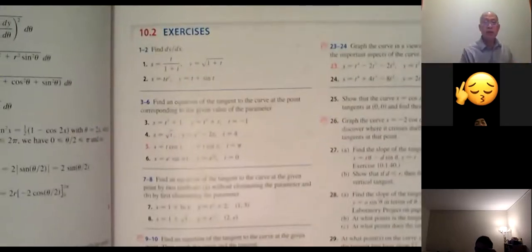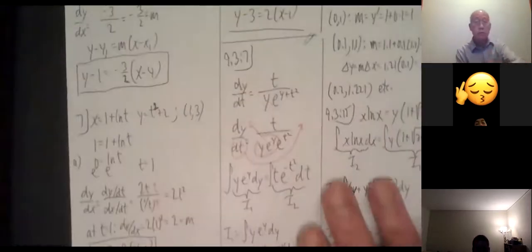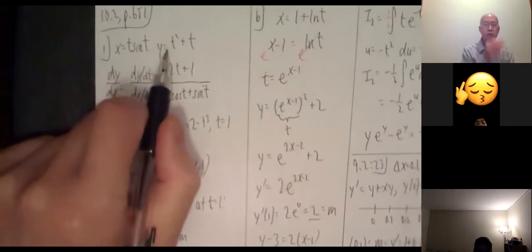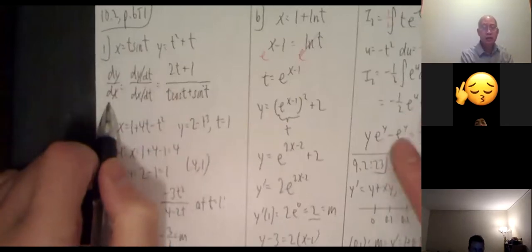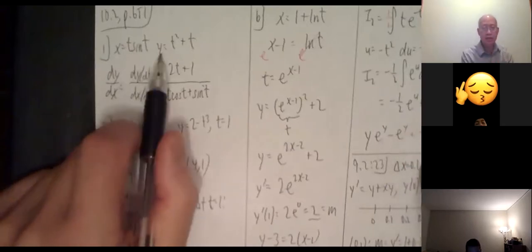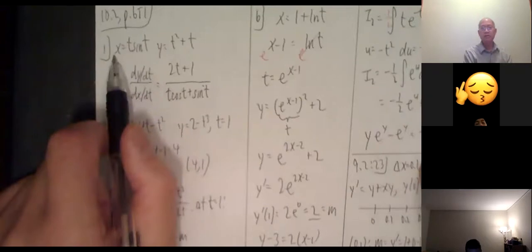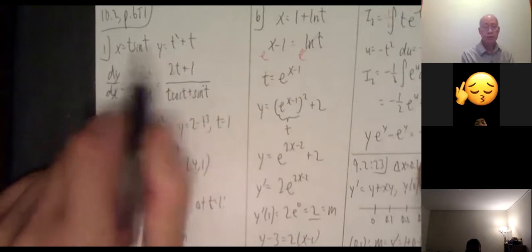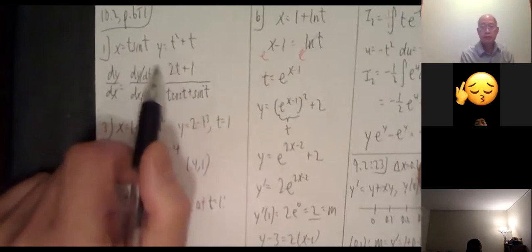Okay, so find dy/dx and so on. x is t sine t, y is t squared plus t. Find dy/dx. Side note, there's no easy way to eliminate the t. You might say, can I just have y as a function of x? Have fun. It's not going to be very easy to do that. But we don't need to.